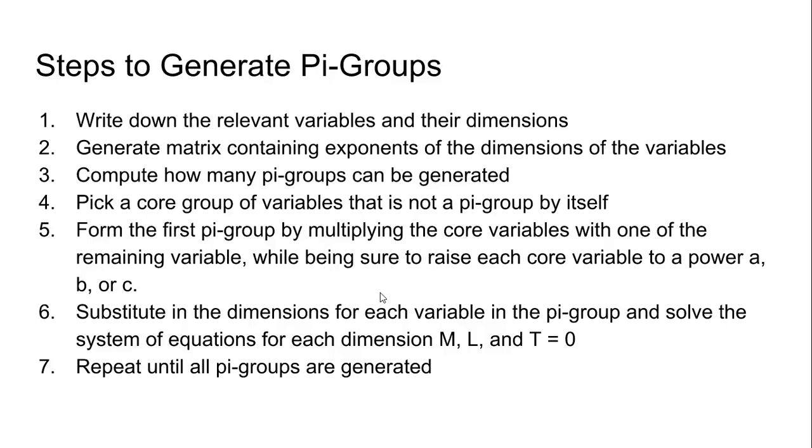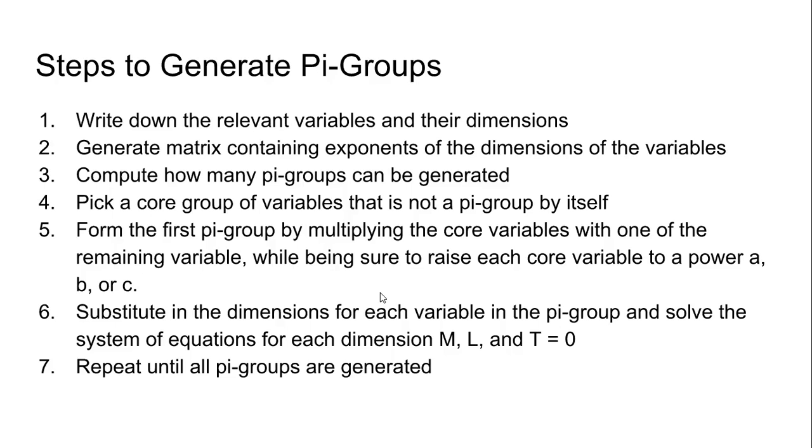All the variables of interest in the problem, you distill them down into exponents. What is the exponent for M? What is the exponent for L? What is the exponent for T? Then you use these together to create your matrix. That's when you start using your Buckingham Pi Theorem. Then you compute how many pi groups you can generate.